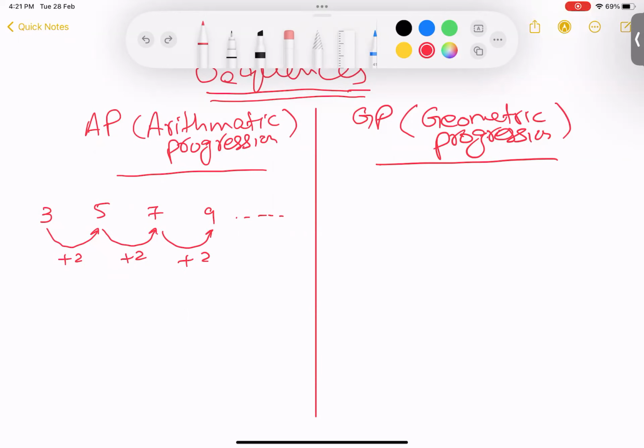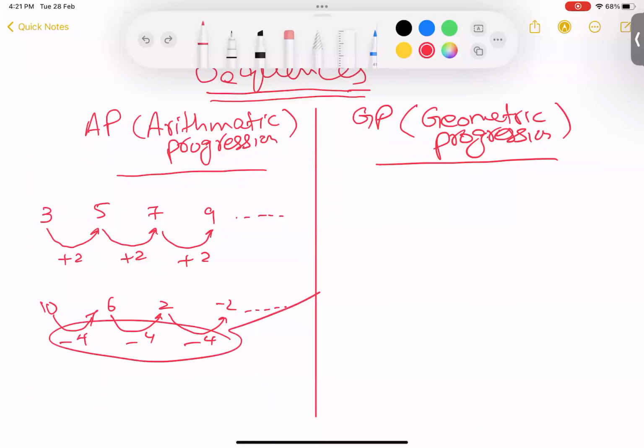Not only this. For example, I have 10 and you subtract 4 from here, you get 6. And when you subtract 4 again, I get 2. Again, subtract 4, I get -2. And this is also called arithmetic progression. So arithmetic progression is not always adding, sometimes it is subtracting, but make sure the same number is added, or the same number is subtracted.